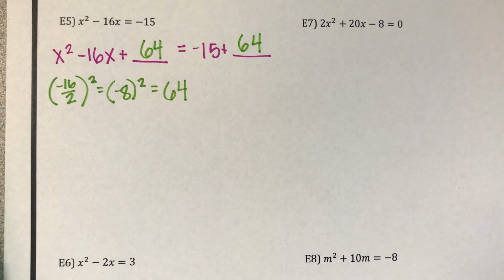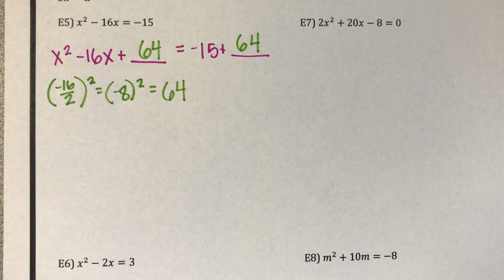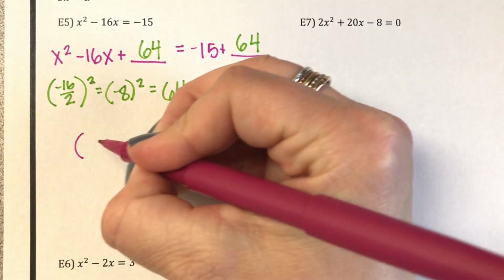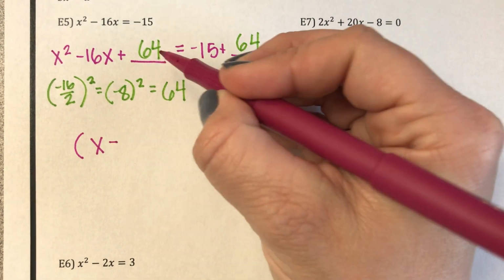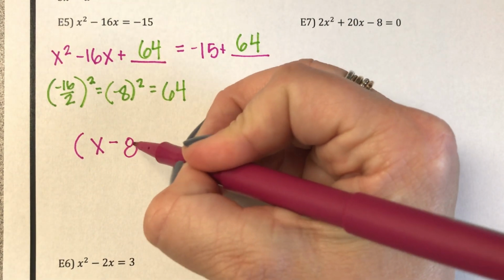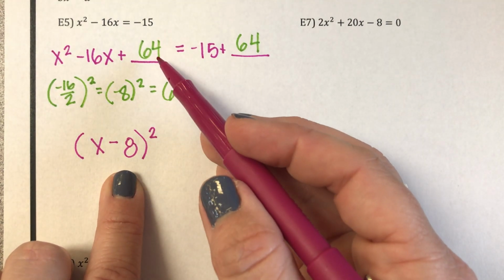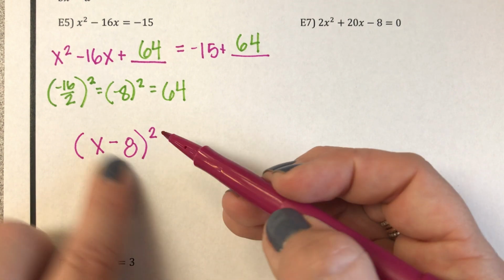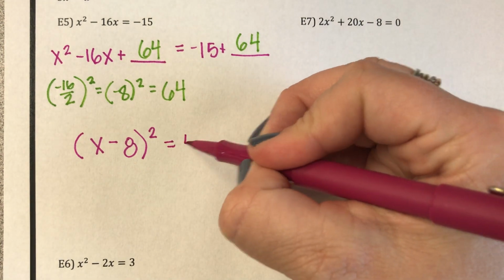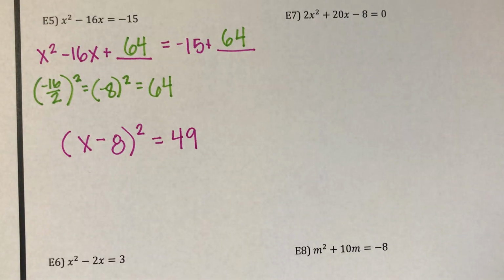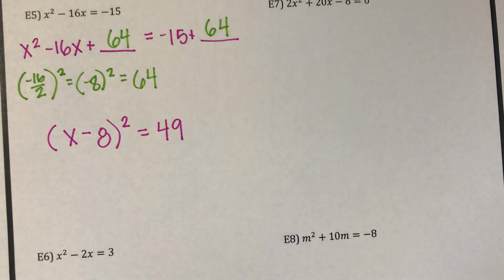Okay, and the whole reason, remember, that we've completed this square is because now I can factor it in the format x minus 8 squared, because the square root of x squared is x, and the square root of 64 is 8. So negative 8 times negative 8 is positive 64, but negative 8 plus negative 8 is negative 16. And that equals negative 15 plus 64, which is 49. Okay, is this looking familiar? I hope it is, because this is what we solved in yesterday's lesson.